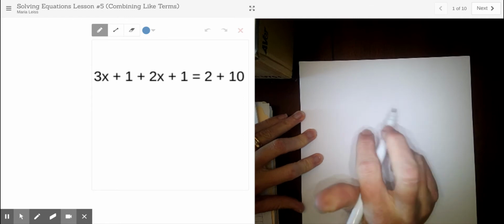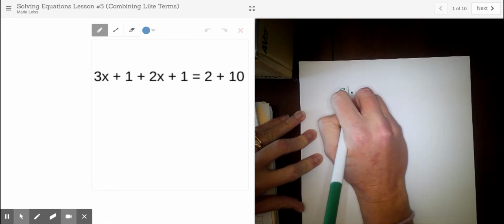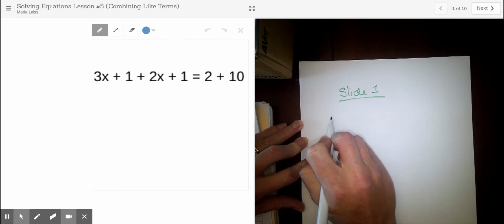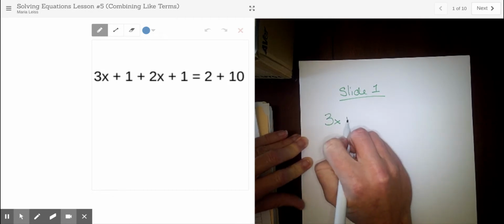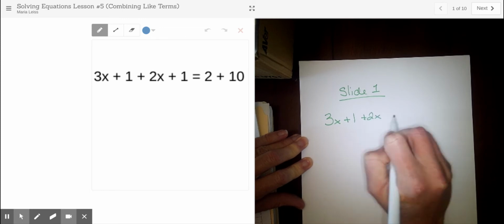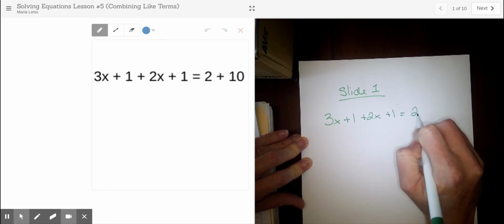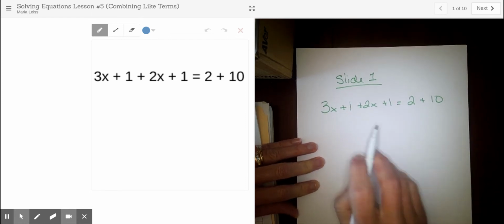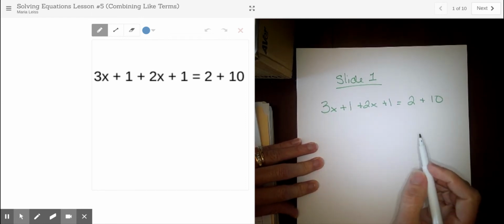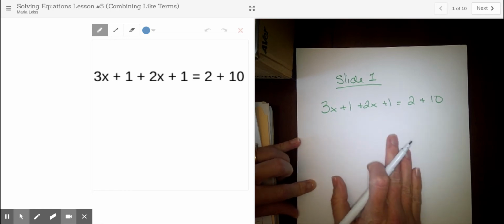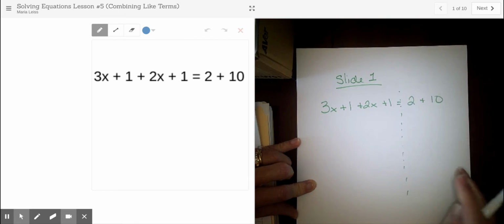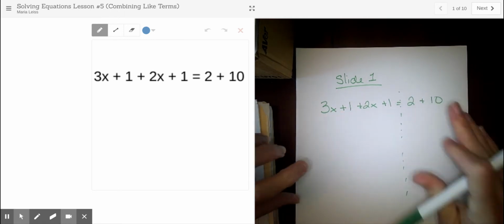I'm going to go over the first 3 slides, slides 1, 2, and 3. This is slide 1, and you can see it on the left side of the screen. The equation for slide 1 says 3x plus 1 plus 2x plus 1 equals 2 plus 10. Here's how this works. The idea of combining like terms means organizing it before you start solving. With this equal sign here, it's really important that you keep the 2 sides of the equation separated.